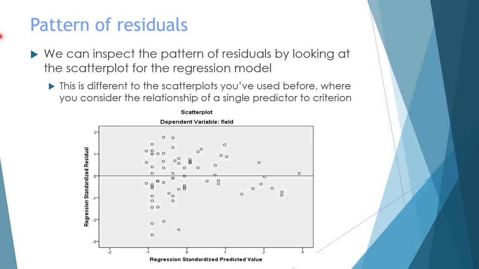Now we can also inspect the pattern of residuals by looking at the scatter plot for the regression model. Now this is different from the scatter plots you've seen before, where you consider the relationship of a single predictor to a criterion. What this does is it considers all of the predictors in a multiple regression, and it gives the standardized residual. So anything that's greater than maybe 2 might be a little bit problematic. You can see here we've got a few data points, but there's certainly none that are greater than positive or negative 3.